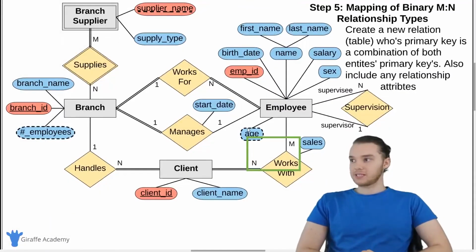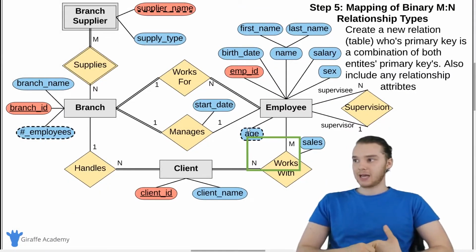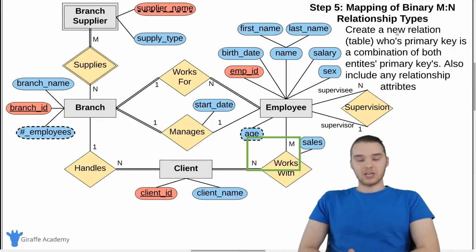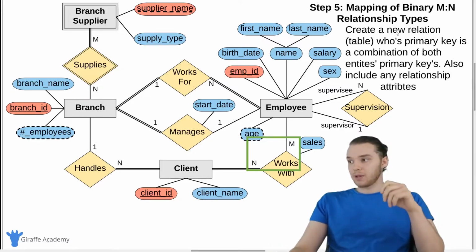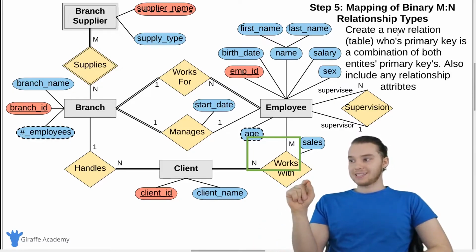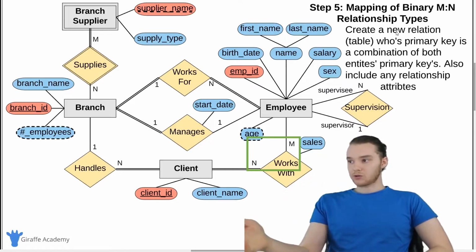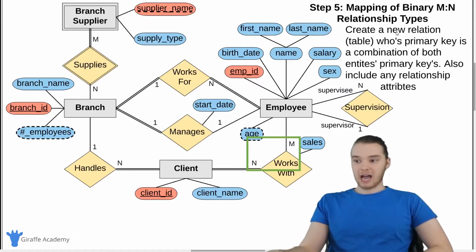All right, and then step 5 is the mapping of binary M to N relationship types. So in this case, we only have one instance of this. A client can work with an employee and an employee can work with a client. So what we want to do in this case is create a new relation. So we're actually going to create a new table whose primary key is a combination of both entities' primary keys. And we're also going to include any relationship attributes.